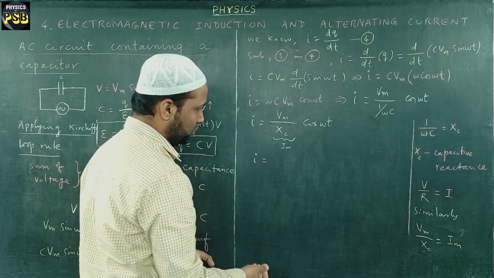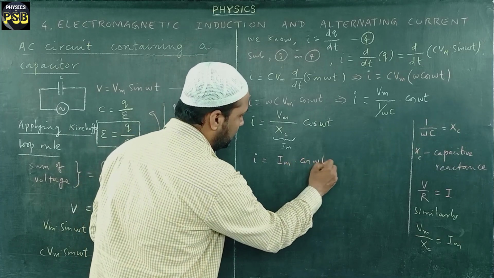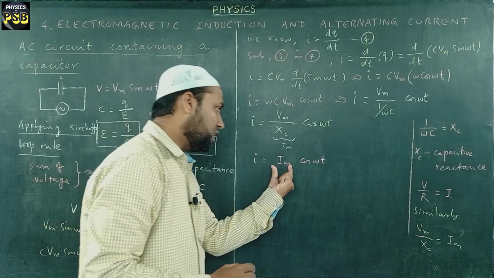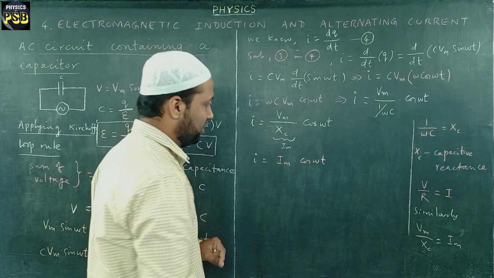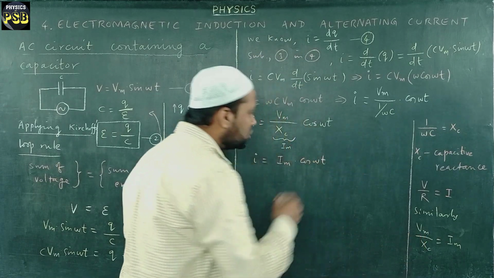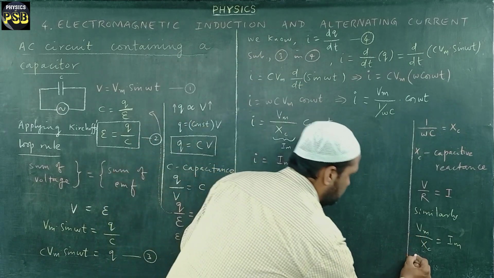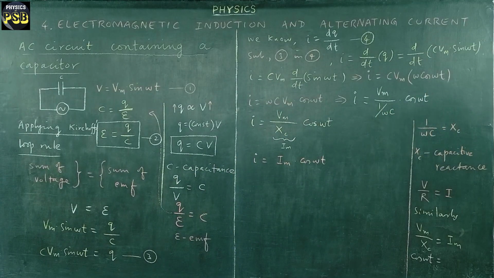So what I'll get in the next equation is I equal to capital Im cos of omega t. If you want, in the place of capital Im, you can also write small im. It is not going to make any difference. Now I'll make small changes to this. Here cos of omega t can be written as sin of omega t plus 90 degree.